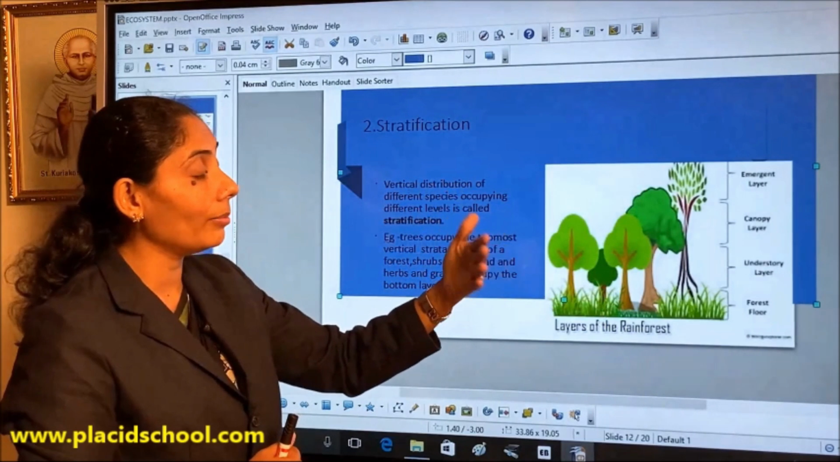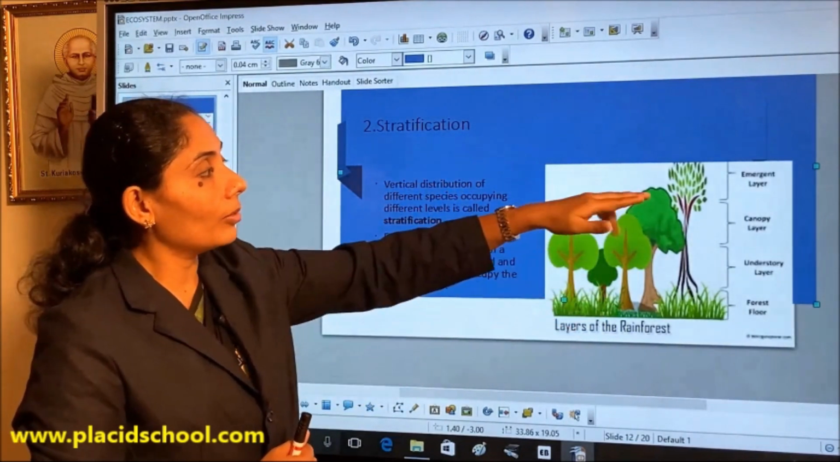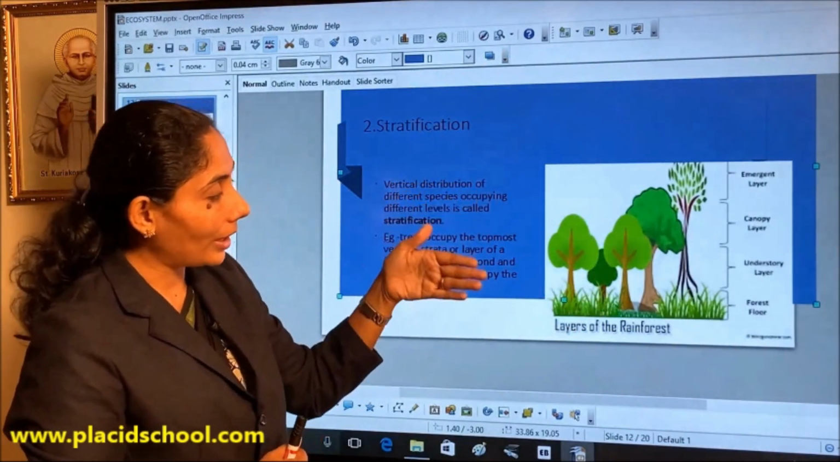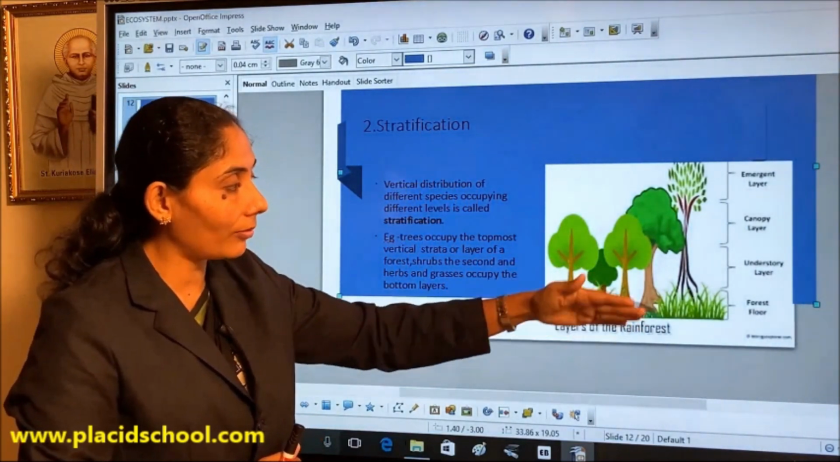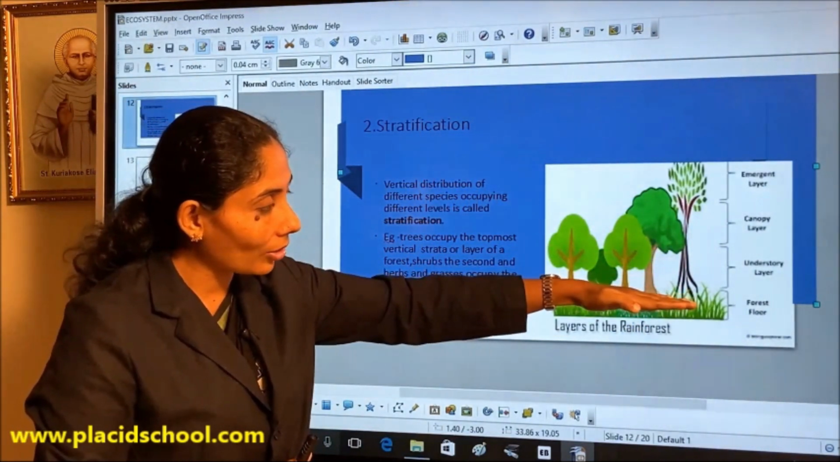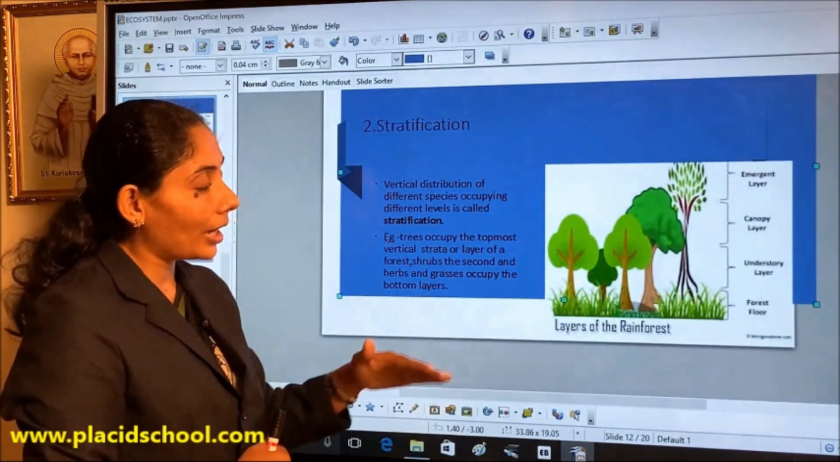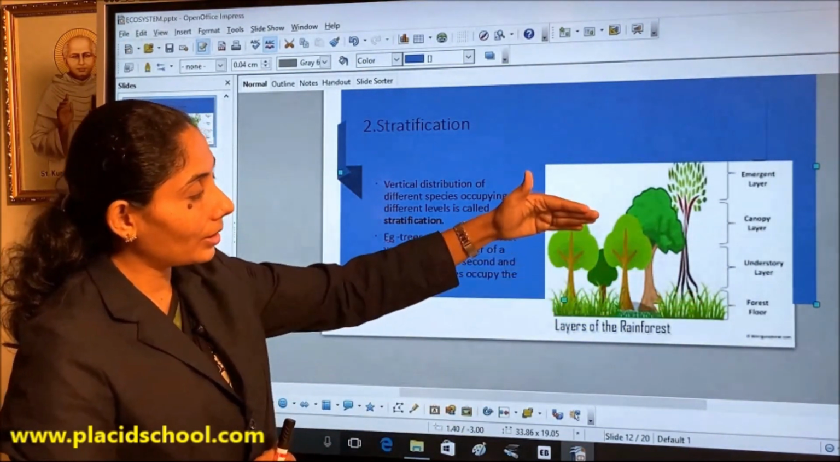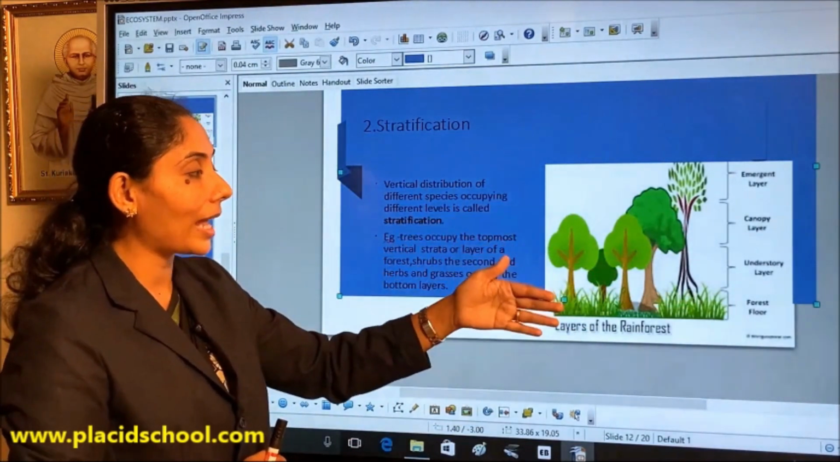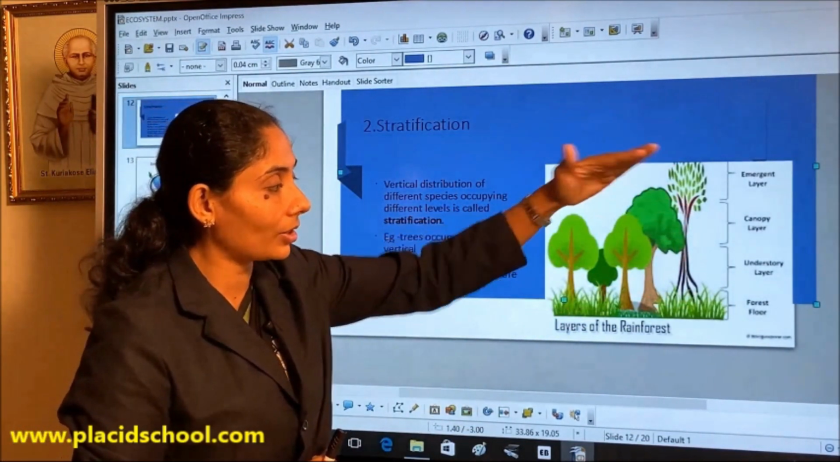The plants which require more light would be seen at the top. On the other hand, the herbs which require less light would be seen growing at the bottom floor of the forest. Now, along with the plant zonation, you will also find animals living in these various strata.